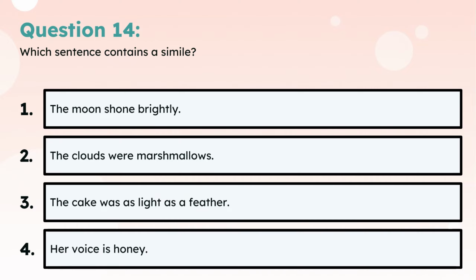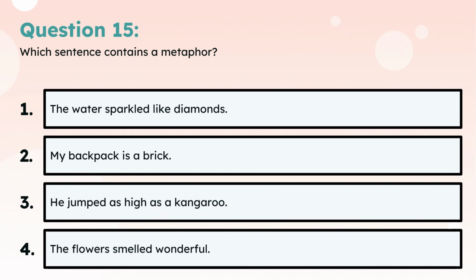Question 14. The correct option is sentence 3. The cake was as light as a feather. Question 15. The correct option is sentence 2. My backpack is a brick.